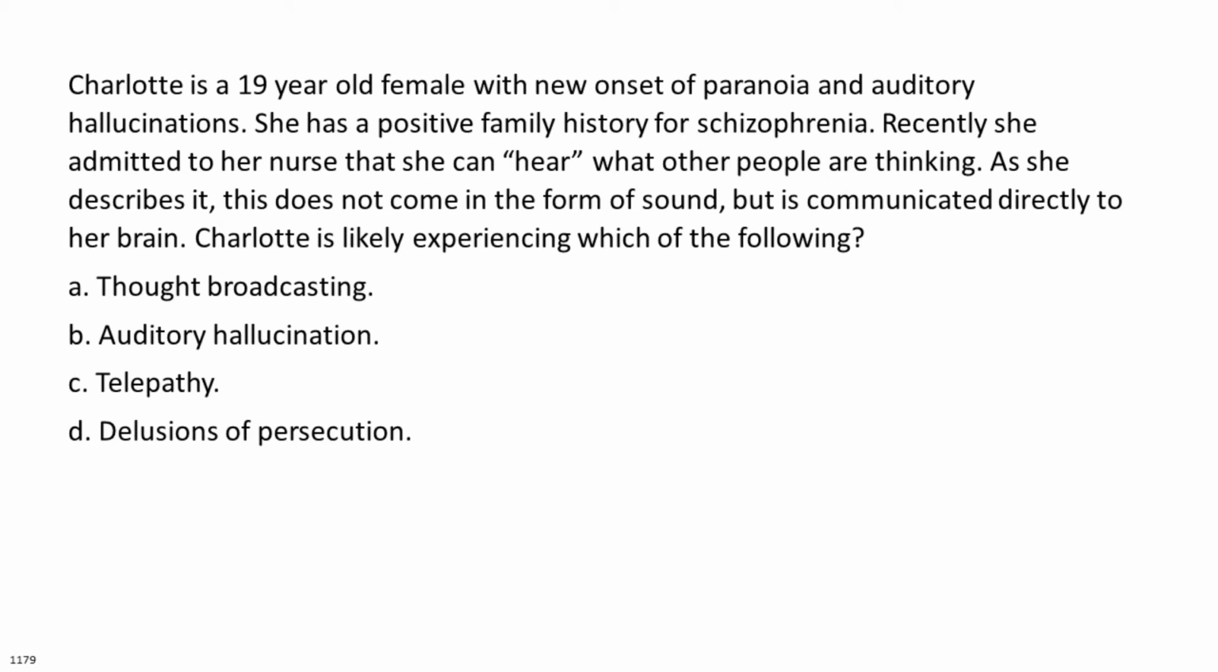Charlotte is a 19-year-old female with new onset of paranoia and auditory hallucinations. She has a positive family history for schizophrenia. Recently she admitted to her nurse that she can hear what other people are thinking. As she describes it, this does not come in the form of sound, but is communicated directly to her brain. Charlotte is likely experiencing which of the following? A. Thought broadcasting. B. Auditory hallucination. C. Telepathy. D. Delusions of persecution.